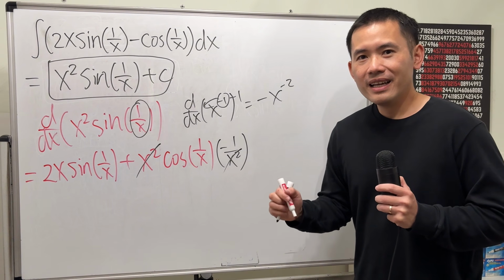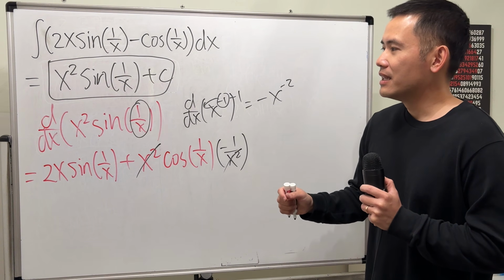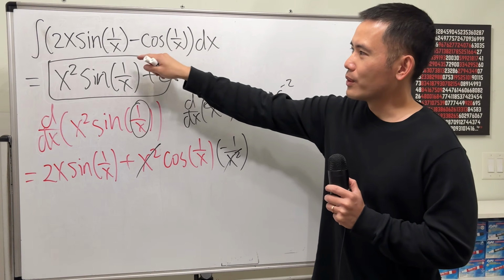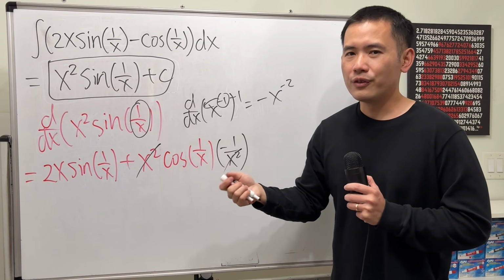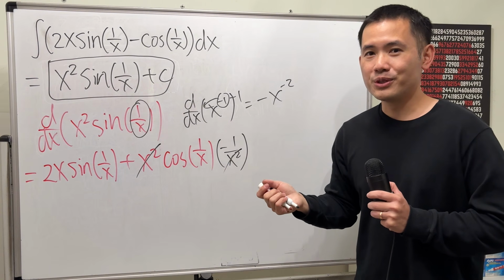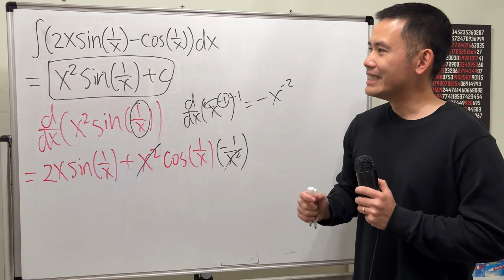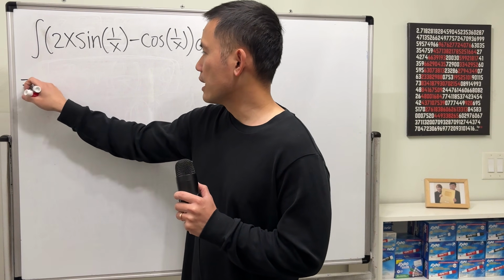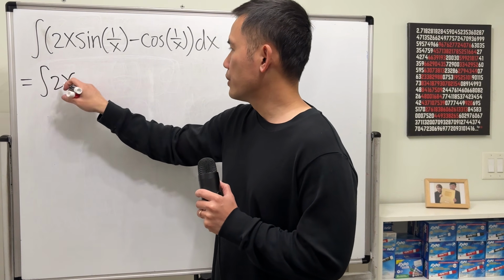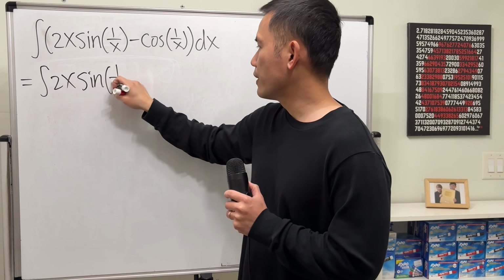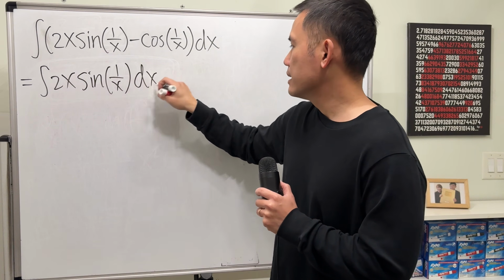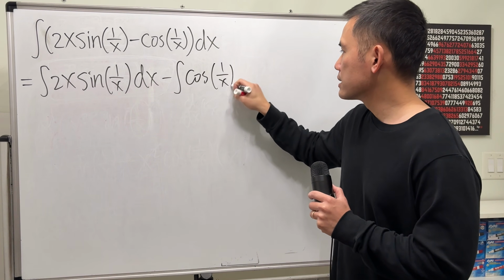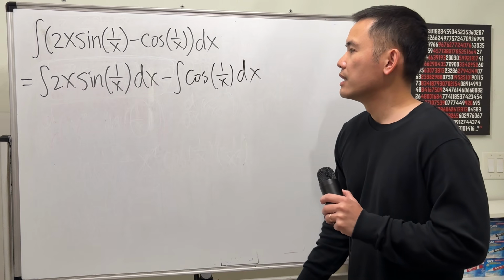And now you might be wondering, is there a more legitimate way to solve this? Yes. Now, the idea is that if the integrand inside is a result from a product rule, then you can actually just do integration by parts. Let me show you. I'm going to break this down into two integrals: the integral of 2x times sine of 1 over x, and then minus the integral of cosine of 1 over x, dx.